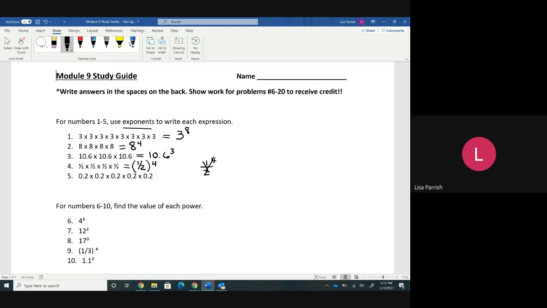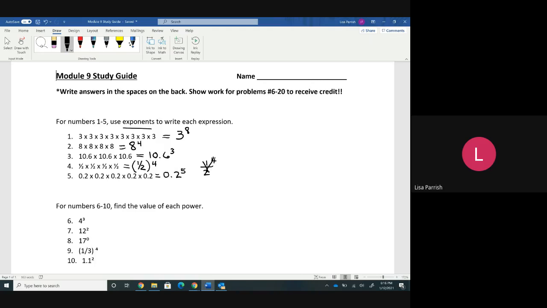Okay. And on this last one, we have another decimal. We have 2/10 multiplied times itself. So that is our base. How many times is 2/10 multiplied times itself? 1, 2, 3, 4, 5. Okay, so that's all you do on that first part.